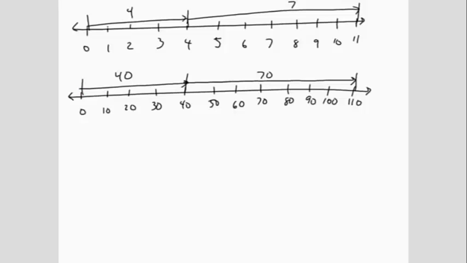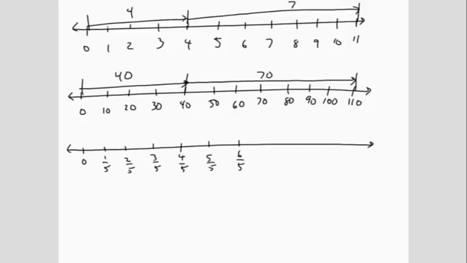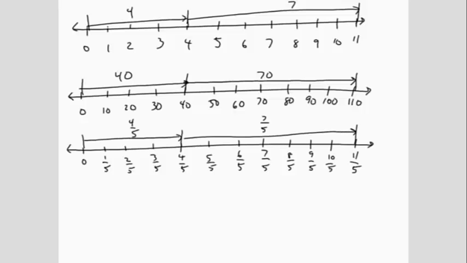Instead of making the step sizes larger, we can also make them smaller. For example, here is a picture of 4/5 plus 7/5. And here's a picture of 4/9 plus 7/9.